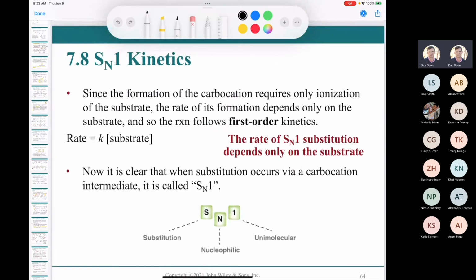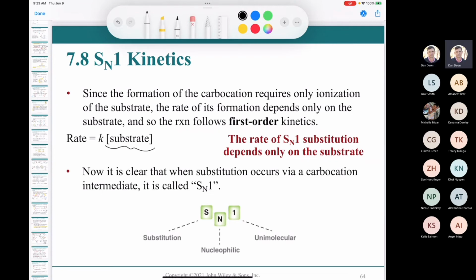This is just rehashing what I've already told you. The S stands for substitution, the N stands for nucleophilic, and the 1 stands for unimolecular, or you can think of it as being one at a time. It's a rate law that depends only on the concentration of the substrate. You don't have to worry about the concentration of anything else.